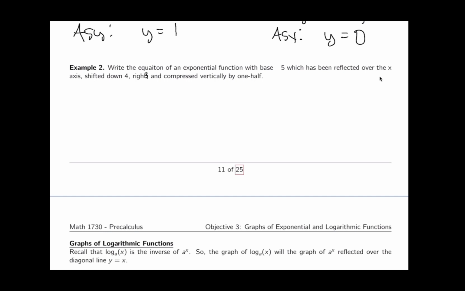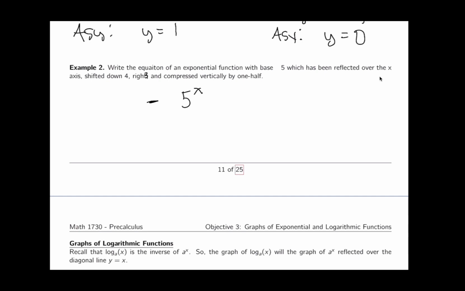So just knowing that it's base 5 tells me I'm going to have 5 to some sort of power. I'm going to have some sort of power with my variables up in here. 5 is the base for that. So I'll start with this. Okay, and we'll just take these in order. If it is reflected over the x-axis, that tells me I'm going to have a negative out in front if I'm reflecting over the x-axis. My a needs to be negative.